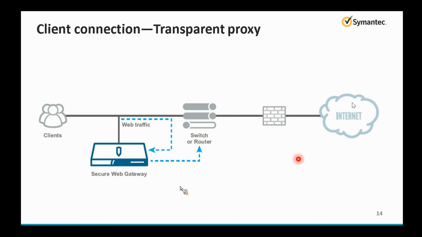So that is the two different client connection methods. Okay? It is the user agent that you have to configure on the client side so that you can use either explicit or transparent. So that is client side. Now how about the physical deployment? So this is the proxy physical deployment. How do you deploy the proxy physically in your network?